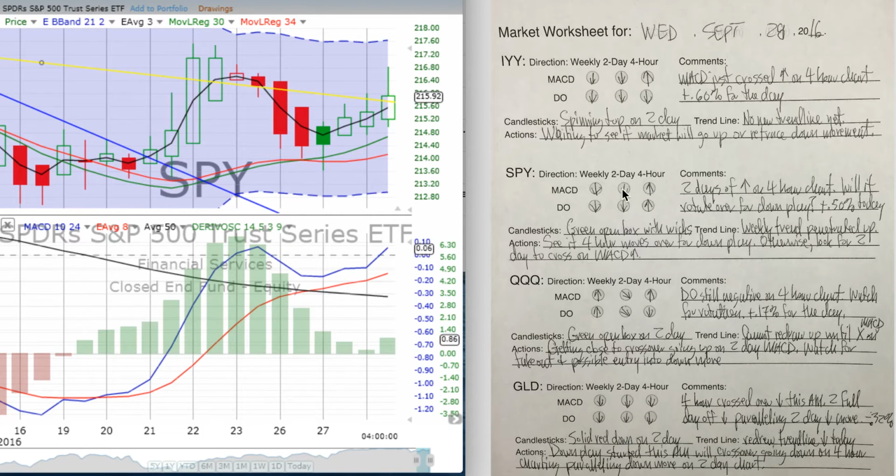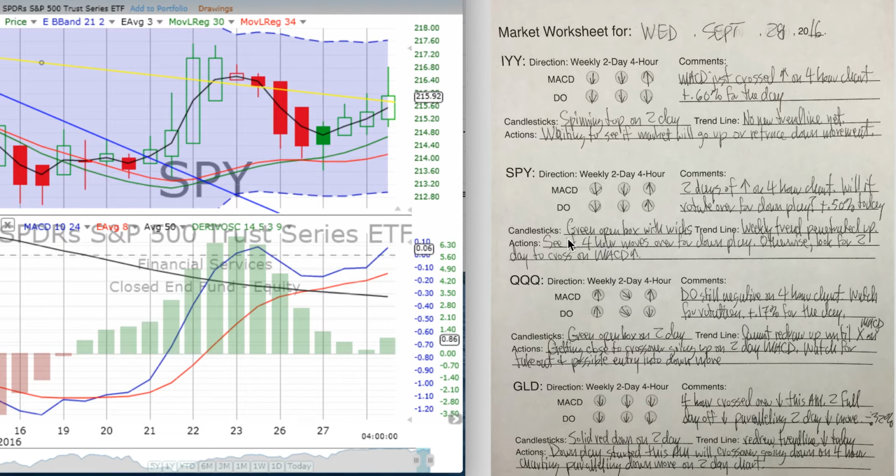If the 2-day chart continues down, the MACD is backing up. You're waiting for it to cross over going down so you can get an entry point in an inverse play on the S&P 500. Comments. 2 days of up, that arrow, it's just my abbreviation, 2 days of up movement on the 4-hour chart. Will it rotate over for a down play? Don't know. It's up strong right now, but will it? It was up 0.5% for today.